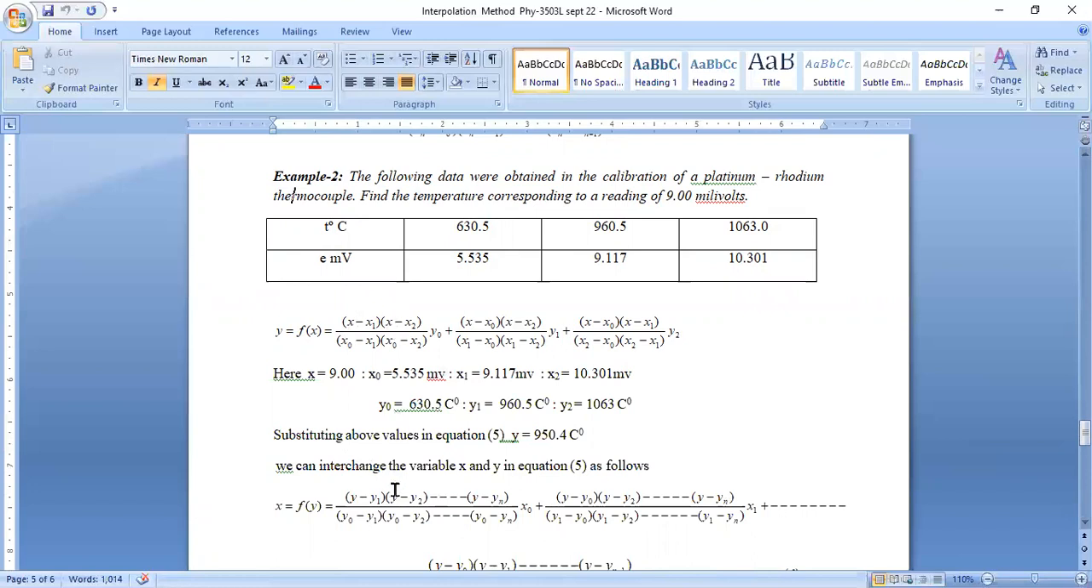Instead of x, I write y, and instead of y, I write x. So I have the inverted formula. There is an inversion, you can see. So I write this formula.